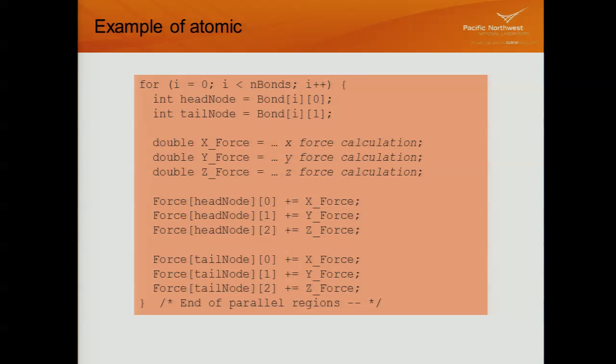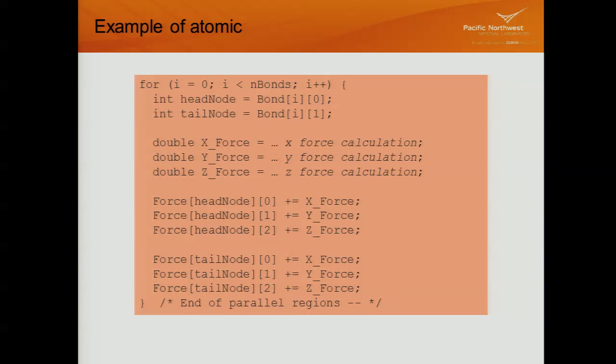And then I need to add the forces onto the head atom and the tail atom. So that's a series of reduction operations where I take, let's say, the X field of the head atom, and I add X force to it, and then the Y and the Z, and I do the same thing for the tail atom. Okay, so these are reduction operations, but I don't want to lock the whole array, because if I lock the entire array, I'm only going to be updating one atom or a pair of atoms at any one time, and everything else that doesn't affect those 2 atoms will wait unnecessarily.